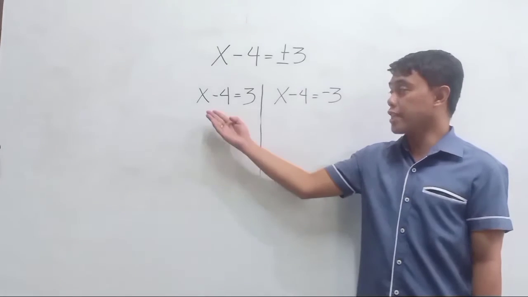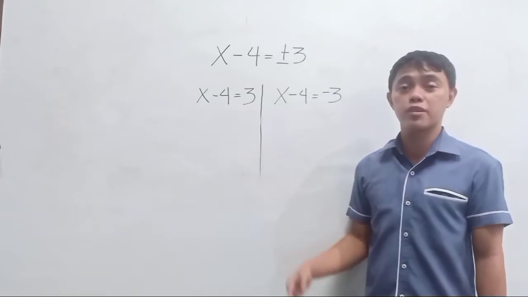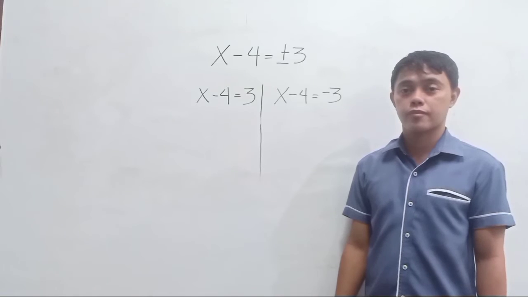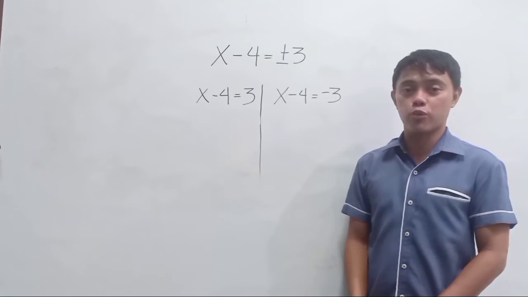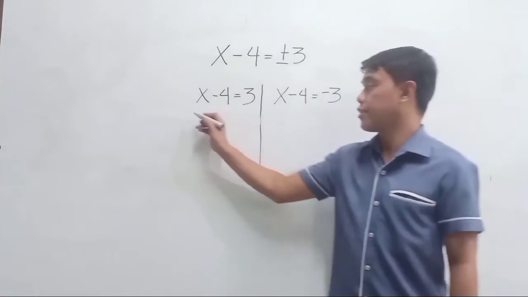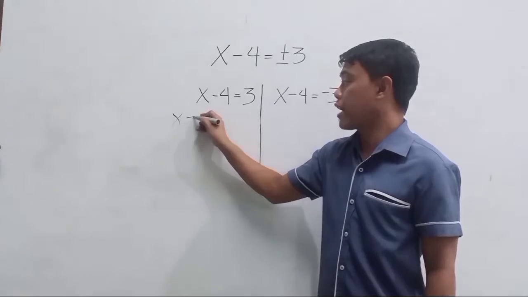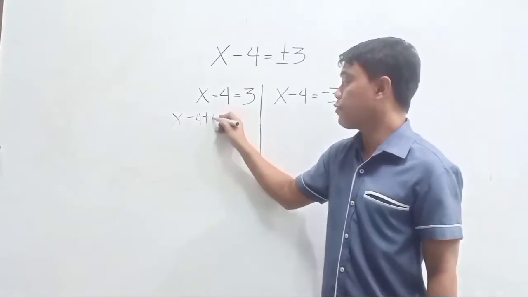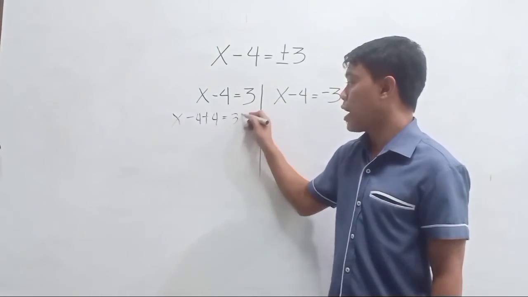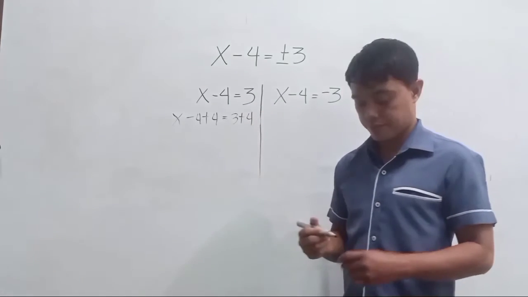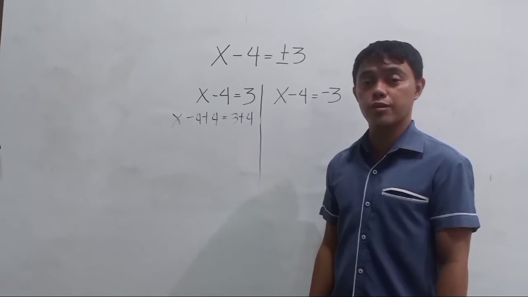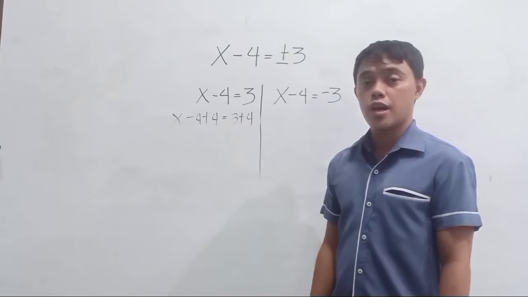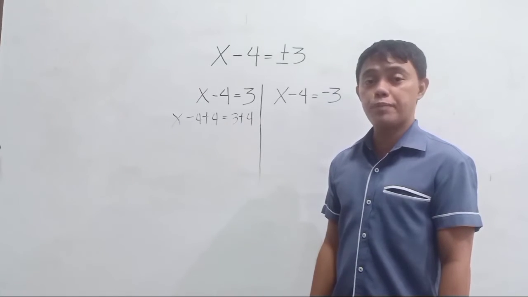Let us solve x minus 4 is equal to positive 3 first. Apply the addition property of equality by adding 4 to both sides of the equation. x minus 4 plus 4 is equal to 3 plus 4. Since negative 4 plus 4 is equal to 0, the remaining term will be x.